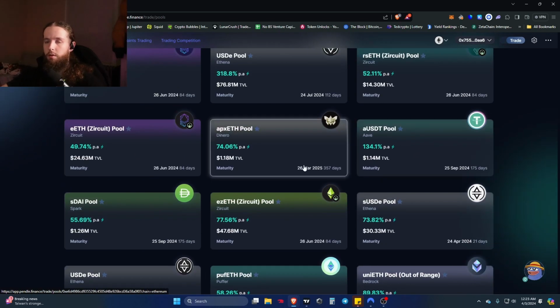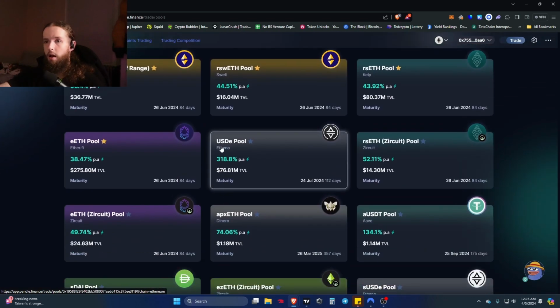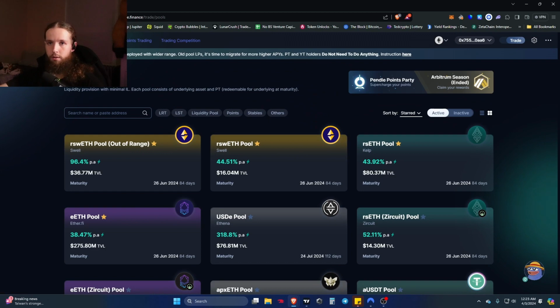different than the actual Flux layer, or Flux chain rather. I apologize. And then USDE, which is a new stable coin that just recently launched. So that's all available there.